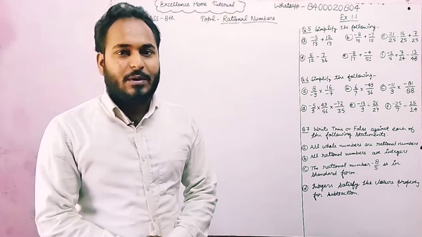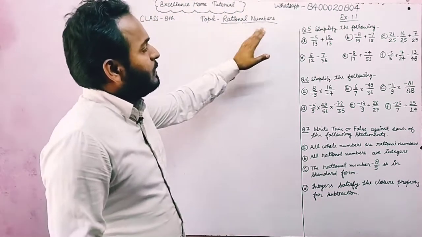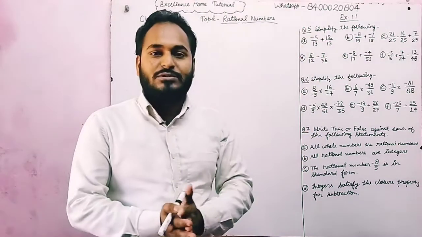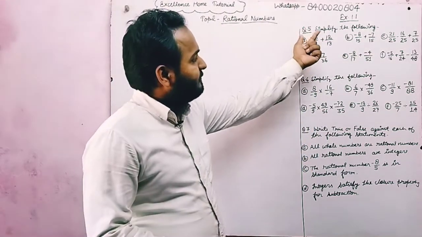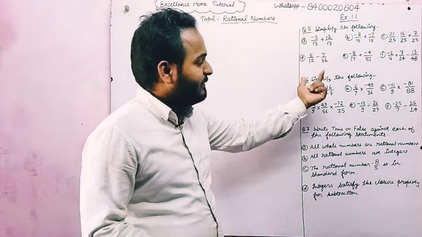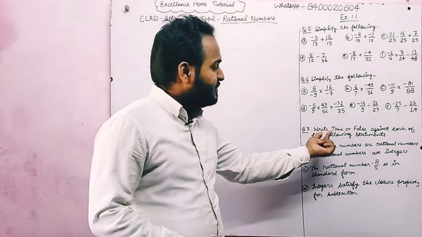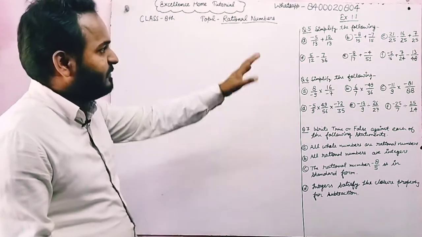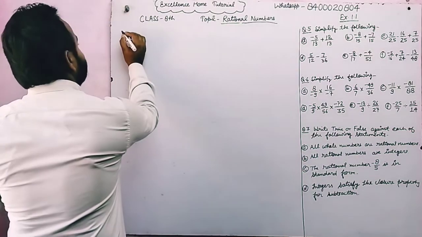Today we will discuss rational numbers, exercise 1.1, in which we have to discuss question numbers 5, 6 and 7. Questions 5 and 6 are based on simplification, and question number 7 is a true and false question. Okay, let's start with question number 5, which is simplification.